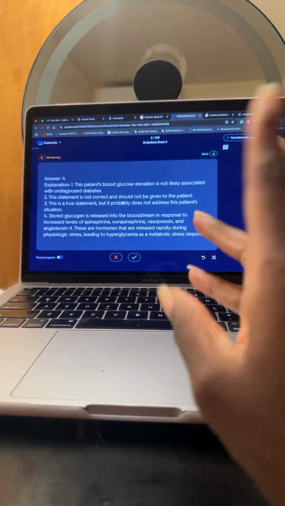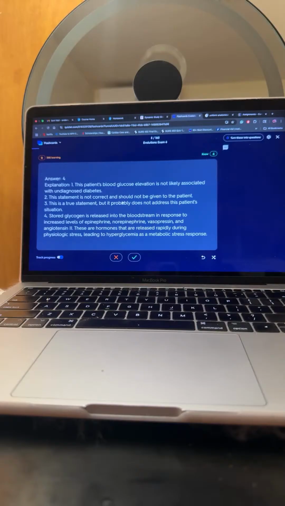Yep. When we're stressed, our body increases the amount of glucose that we use. So stored glycogen is released into the bloodstream in response to increased levels of epinephrine, norepinephrine, vasopressin, angiotensin 2. These hormones are released rapidly during physiological stress, leading to hyperglycemia as a metabolic stress response. So stress increases our blood sugar.